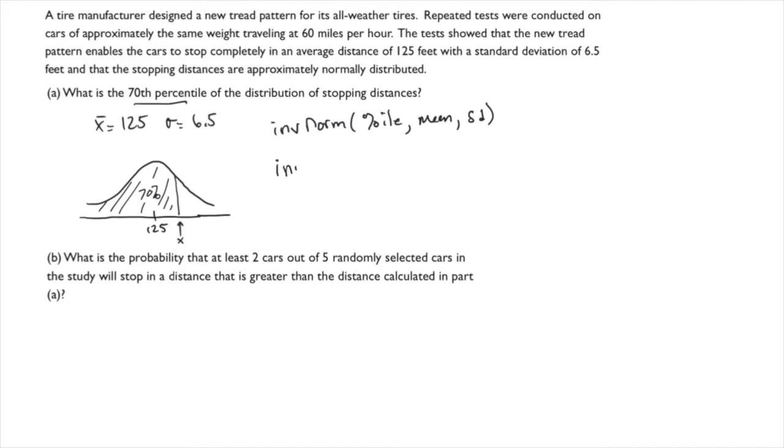Let's plug in the numbers. It's inverse norm. This is going to be 0.7. The mean is 125, and standard deviation was 6.5. And this is going to get me my number here. And that's how you get 128.4 feet in the problem. Now, I could have done this a couple of different ways. I think that's the easiest way without a doubt. There are other ways you could have found the solution using a table or something like that. You could also use some other things, adding one standard deviation or adding a particular z-score. But let's not do all that.